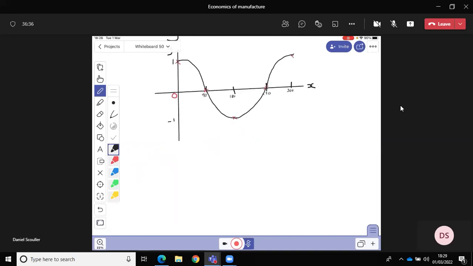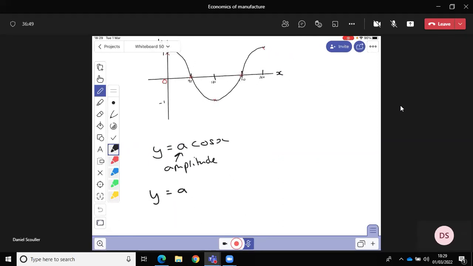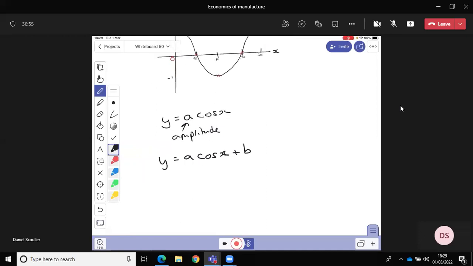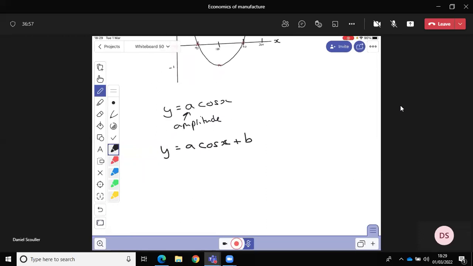Similar to last time, y equals a cos x, amplitude, y equals a cos x plus e, in the form of amplitude and movement on the vertical, y-axis. And we went through a bunch of examples. The videos are now there.